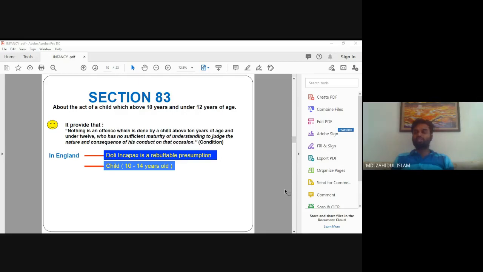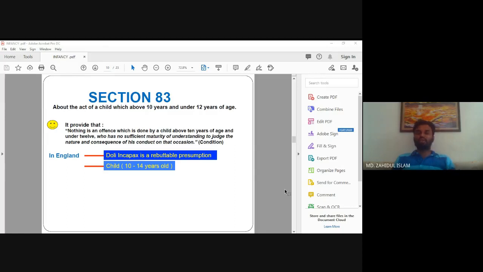If the opposition, the public prosecutor, proves that he had enough maturity to understand the nature and consequence of that act, then they will be liable. They will be convicted. If you are a public prosecutor, you have to prove that at that time they had enough maturity to understand the nature and consequence of the act. Then they will be convicted.